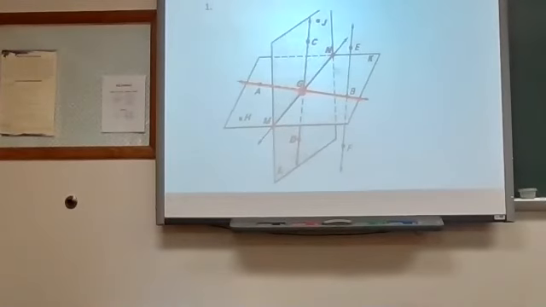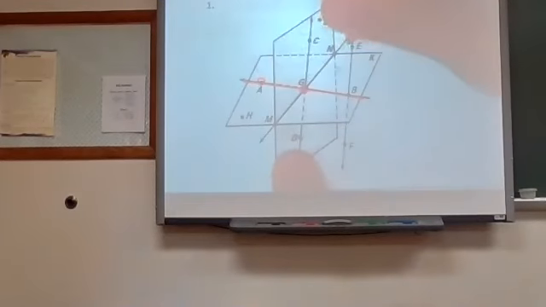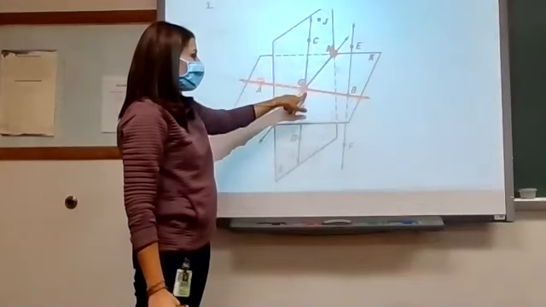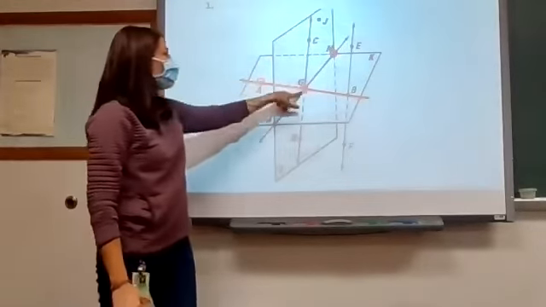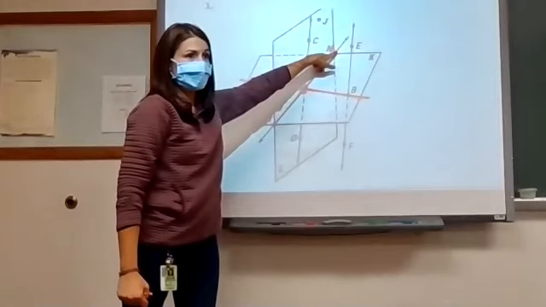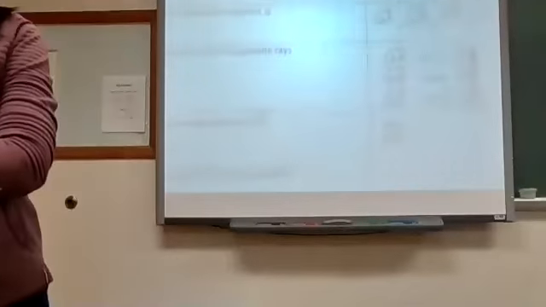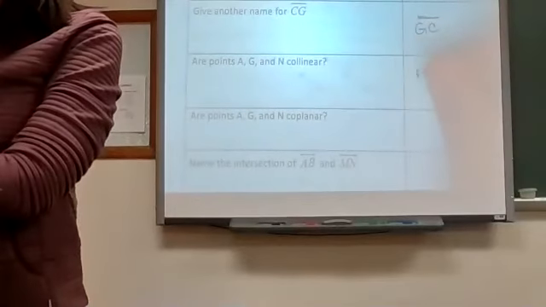Are A, G, and N collinear? So let's look at that. A, G, and N. No. A and G are collinear, and G and N are collinear here, but all three of them are not on the same line. So that's a no, A, G, and N are not collinear.